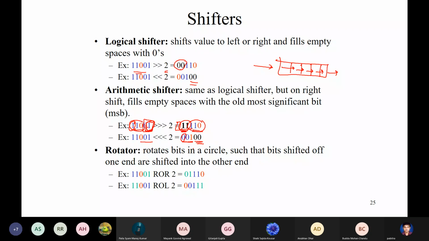All right, but let's look at the rotate. Rotate is kind of circular. So if you rotate right 2 positions, these two would come back here.